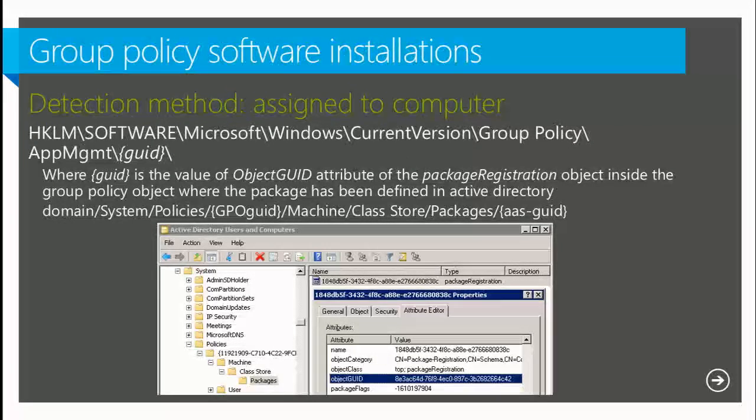Detection method for assigned to computer installations is under the HKLM software, Microsoft Windows, current version, group policy, app, and then some GUID. And that GUID is the value of object GUID attribute of the package registration object inside the group policy object where the package has been defined in Active Directory. Was that clear? Here's a picture. But it's static. You can use that as a detection method. The GUID is also the name of the AAS installation script that the group policy software installation creates. That's one way to detect it.